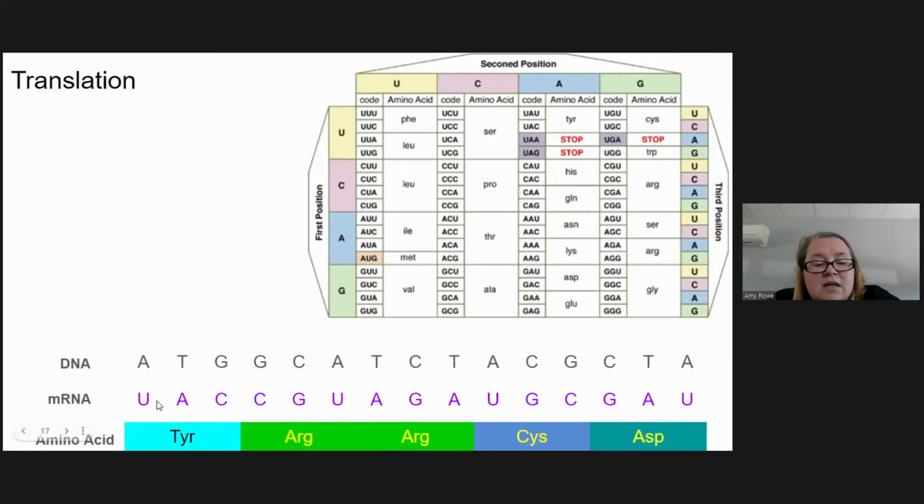So our first one is UAC. We can read off our codon table U here, A here, and we scroll down until we find UAC, and we have tyrosine. So that's that one there. So with our sequence of DNA, we can transcribe it into our mRNA according to the complementary base pairing rules. And then once we have our sequence of mRNA, we can translate it into our amino acid sequence using our codon table.